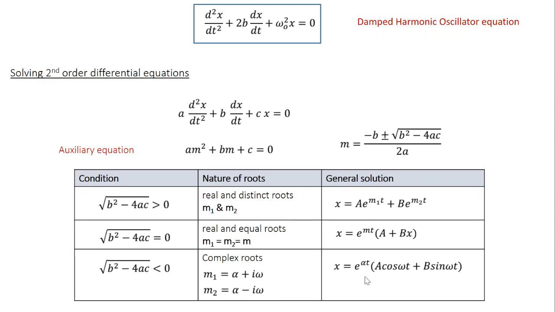In this case, the general solution is going to be x equal to e to the power alpha t times (a cos omega t plus b sin omega t). So these are the three solutions available. If you look at the nature of the solution, this is an exponential solution, this is also an exponential solution, and this is going to be an oscillatory solution, and the amplitude of the oscillation is determined by this exponential factor.